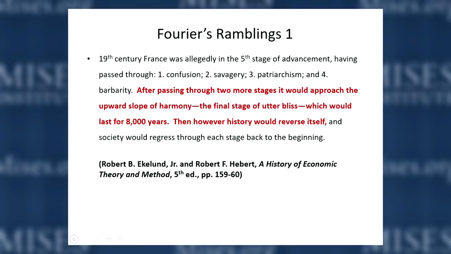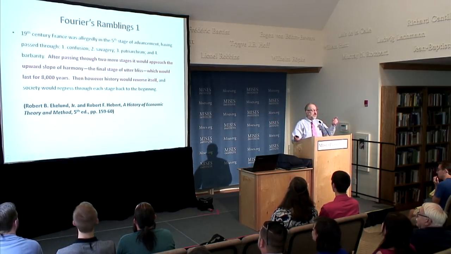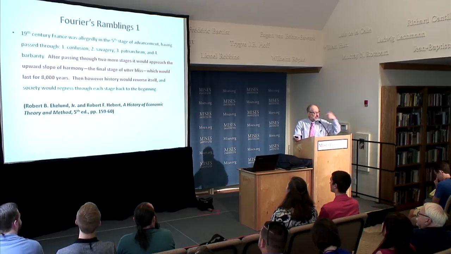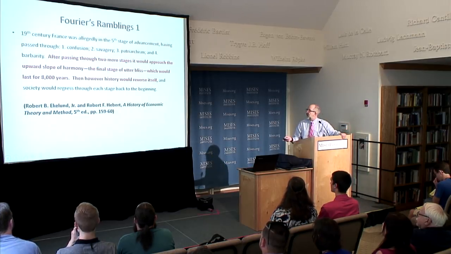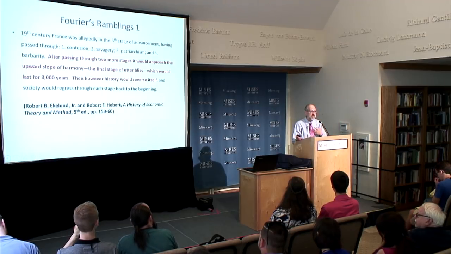Okay, 8,000 years. He knows that. At which point, of course, history would reverse itself and you go back through savagery to confusion. So these people are what we call Gnostics. They all have a secret source of knowledge within them that no one else shares.